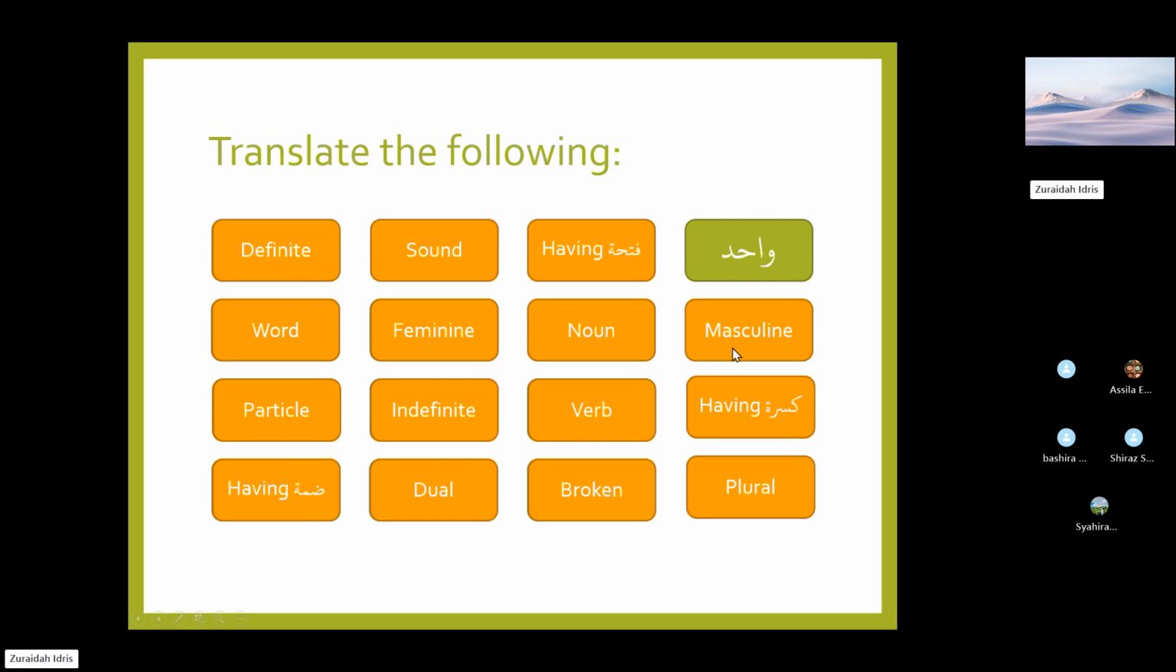Okay, masculine, Sister Bashira. Masculine for Arabic. What's that? Muzakkar. Okay. And having kasra? Majrur. Okay, so this is free for all. Plural. Jama. Having fathah. Mansoob. So Sister Sultana's doing it all by herself. Sister Shahida, noun. It's okay, you're fine. What is noun in Arabic?